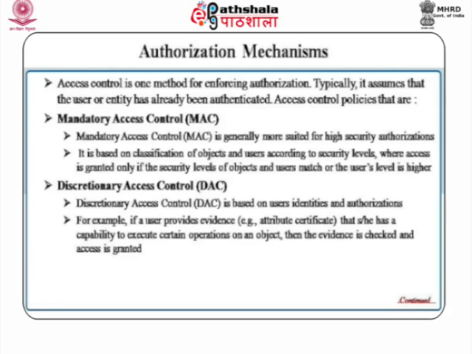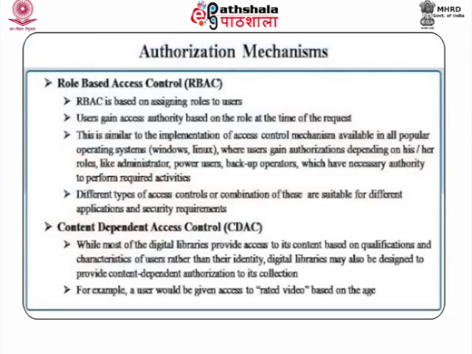Whereas discretionary access control, or DAC, is based on the user's identity and authorization. For example, if a user provides evidence like an attribute certificate that he or she has the capability to execute a certain operation on an object, then the evidence is checked and access is granted based on the validity of that evidence. Role-based access control is based on assigning roles to users. Users can gain authority based on roles at the time of the request.